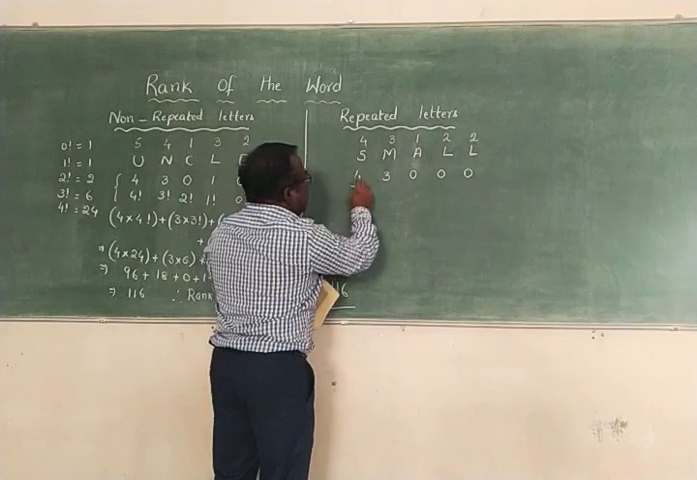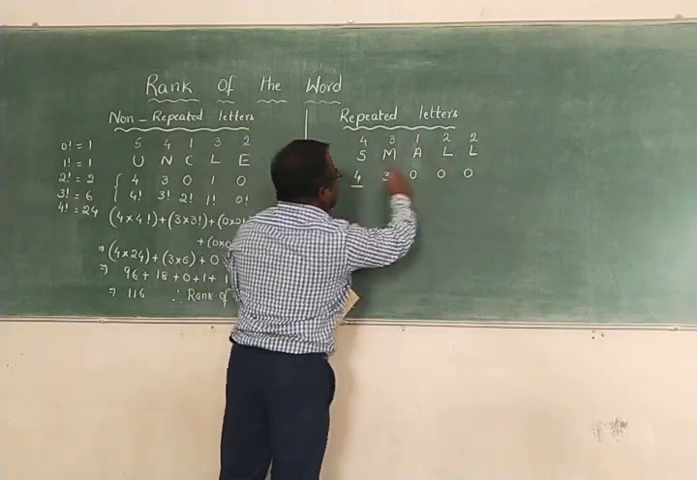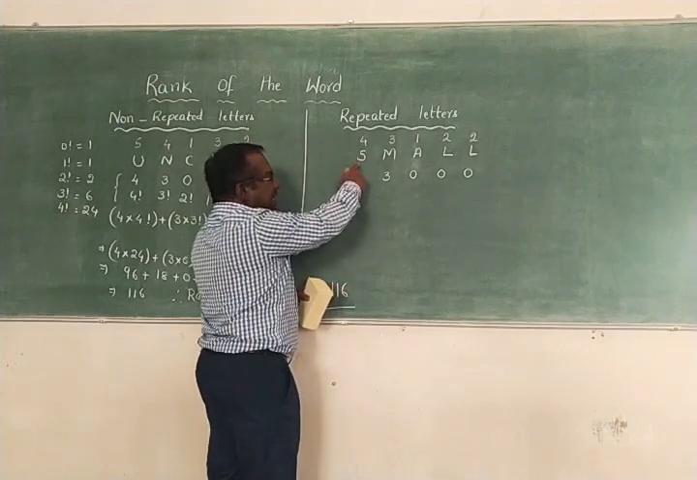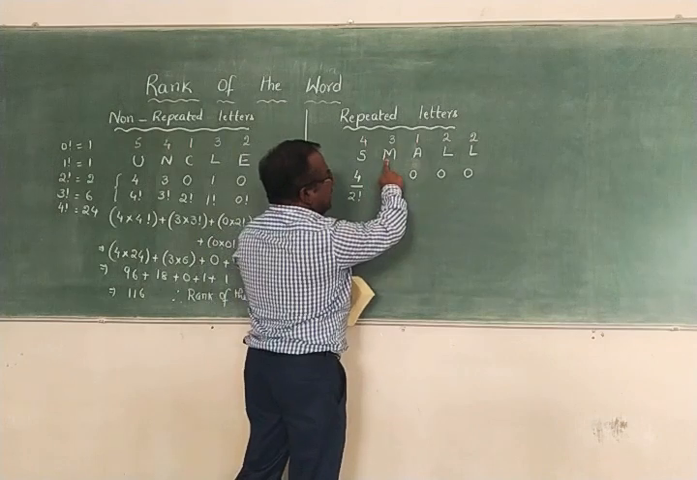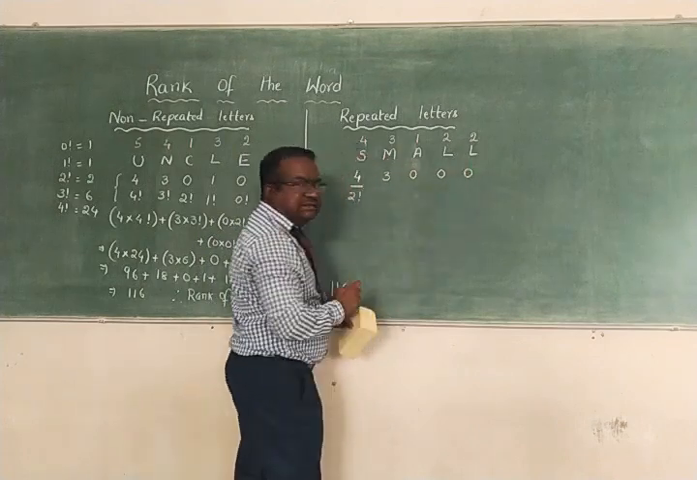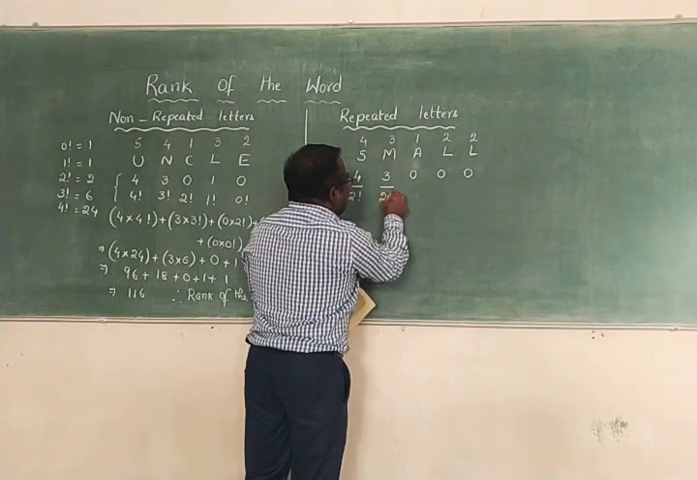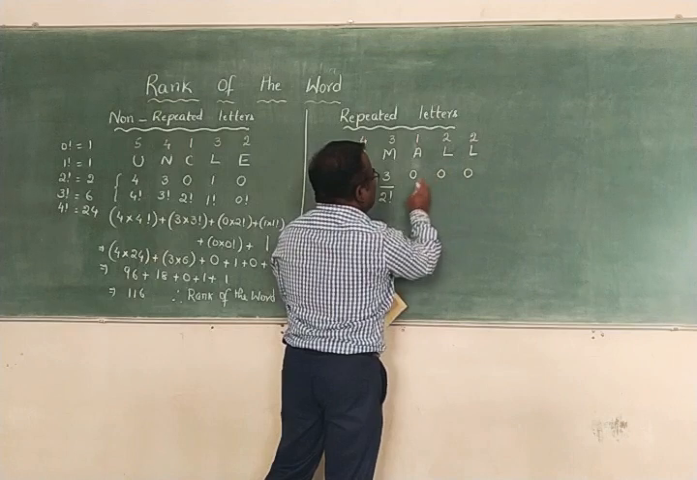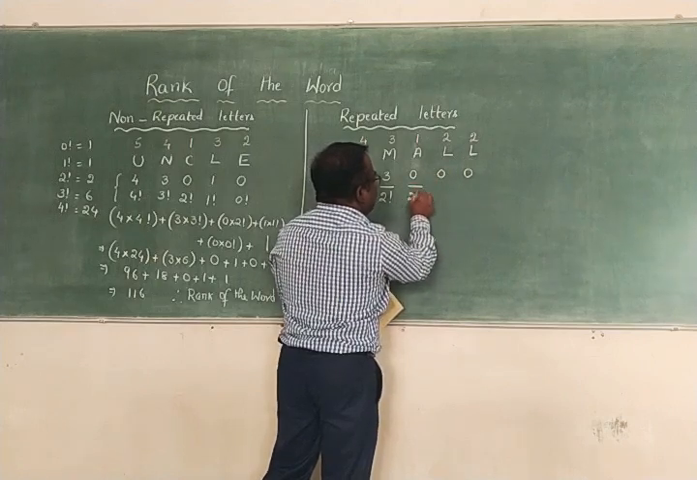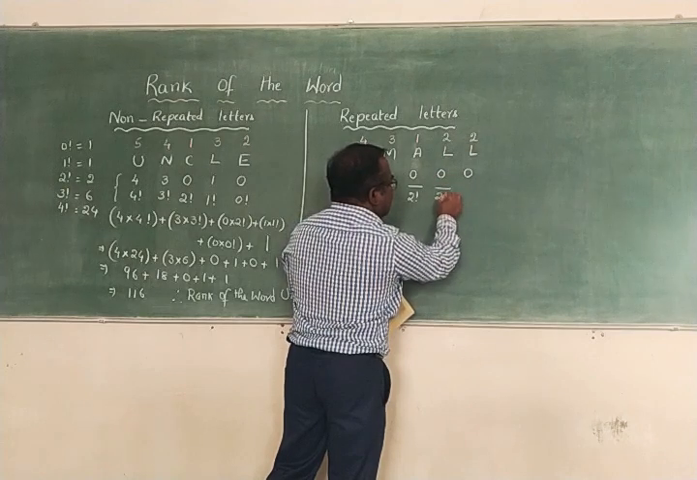So for the repeated letters in the given word, there are 2 L's, and including this letter we have to see, that is 2 factorial. From here, how many are repeated? There are 2 L's, so we can write 2 factorial. And including A, there are 2 L's, 2 factorial. Here, including L, that is 2 factorial.